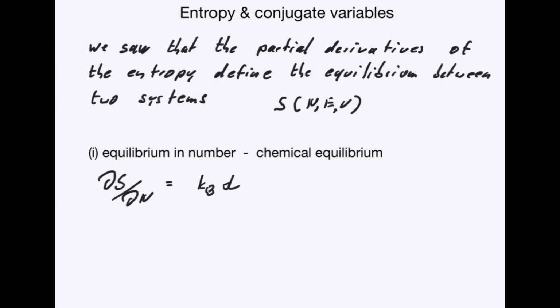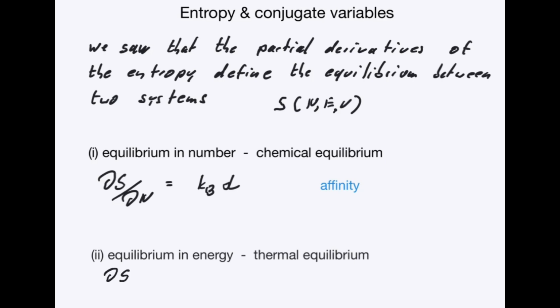Let's define this partial derivative as k_B times alpha, where alpha is the affinity. The second equilibrium we considered was the equilibrium in energy, or the thermal equilibrium. The partial derivative of S with respect to E we set equal to k_B times beta, which is equal to, and that is what we will see in a moment, 1 divided by T.